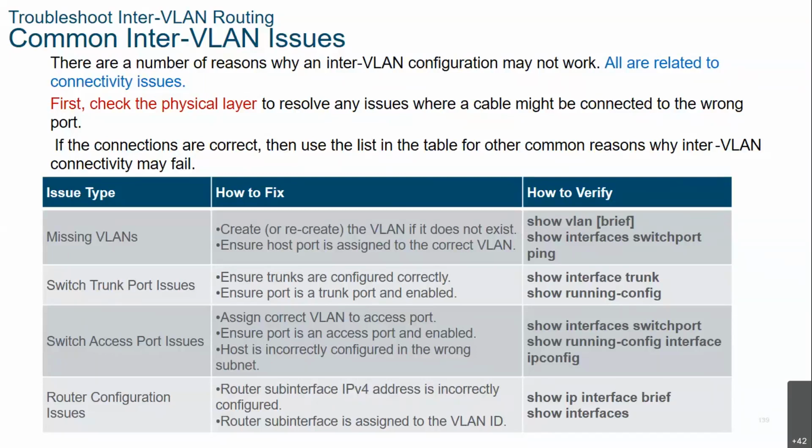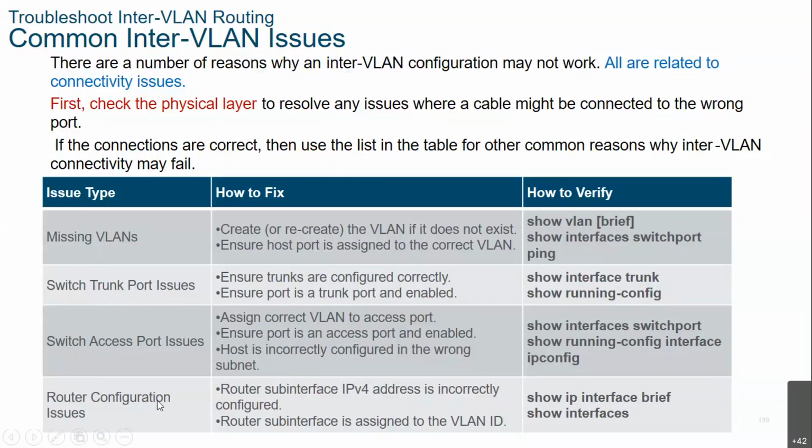If the connections are correct, then use the list in the table for the common reasons why inter-VLAN connections may fail. Missing VLANs: check whether or not we have missing VLANs. No, there's no VLAN 10, there's no VLAN 20, it was not created. Then set it. Switch trunk port issues, access port issues: it's supposed to be a trunk but it's access, or it's a trunk and the VLAN that should be allowed on it is not allowed, or it's supposed to be an access port but you set it to be a trunk. These are normal things that you can check.